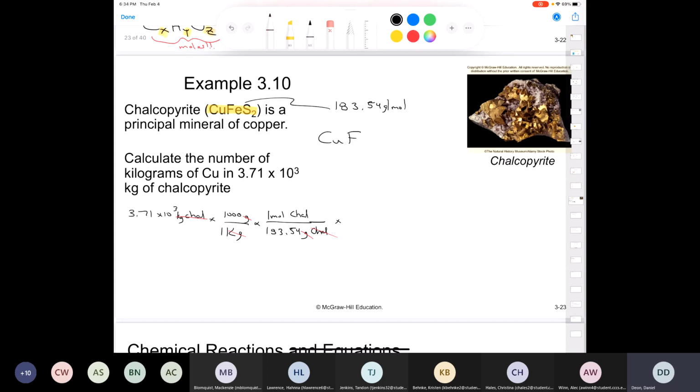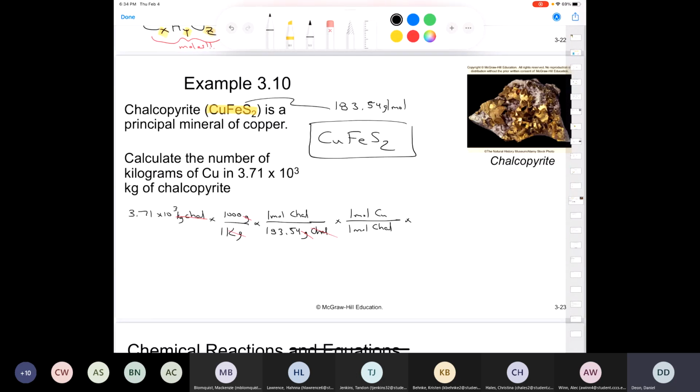Let's look at it. It's CuFeS2. So if this is our formula unit, and this is 1 formula unit inside this rectangle here, there's only 1 mole of copper in there. So we can use that conversion factor. In 1 mole of chalcopyrite, we have 1 mole of copper.